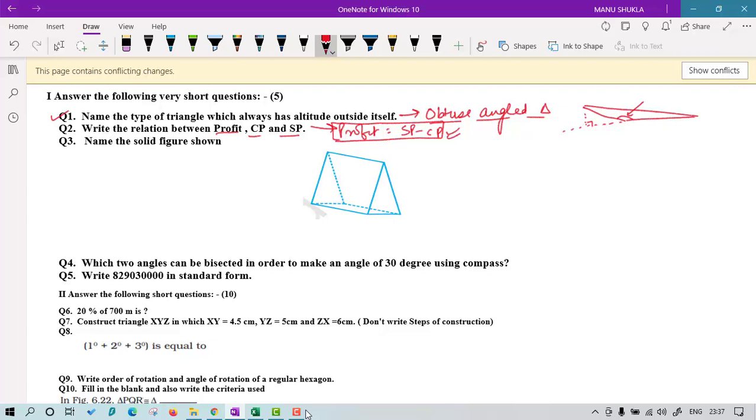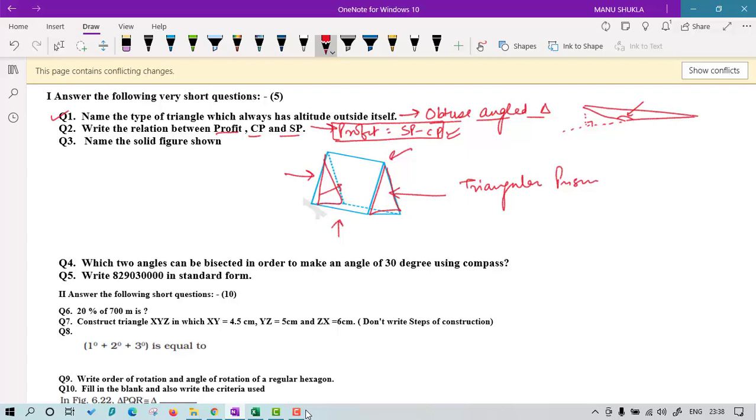Now the next question number 3. Name the solid figure shown. You can see it is a prism, because we have seen that top and bottom is congruent, both triangle, and the lateral surfaces are parallelograms, so we can say it is a prism. And to name a prism, we have to see the top and bottom, which is a triangle in this case. That is why we can say it is a triangular prism.